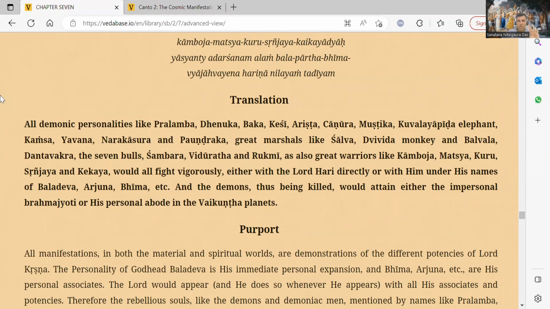These are either killed or some of them are just chastised. Also the great warriors like Kamboja, Matsya, Kuru, Srinjaya, and Kekaya would all fight vigorously. Some of these, or most of these, did not fight with Krishna and Balram. Some of these are characters from the Mahabharata. They fight with Arjuna and Bhima, either with the Lord Hari directly or with him under his names of Baladev, Arjuna, and Bhima, etc. And the demons, thus being killed, would attain either the impersonal Brahmajyoti or his personal abode in the Vaikuntha.